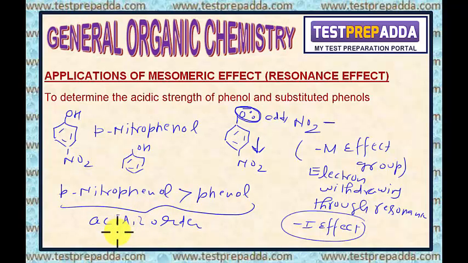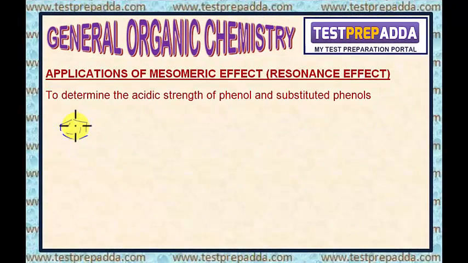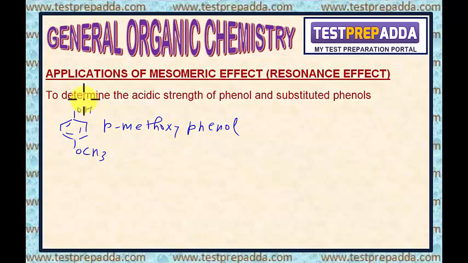Now if I take another example here, this is para-methoxyphenol. Now to check the acidic strength of this phenol, again I'll write the conjugate base, and I will check the stability or the basic strength of this conjugate base.